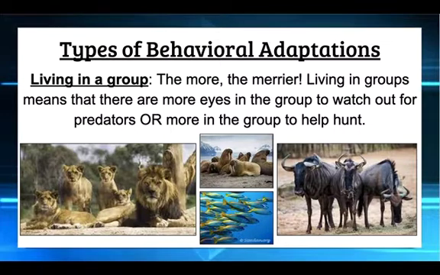Walruses and fish are also another type of organism that likes to live in groups. Mostly this is done for protection. When there are more of them, it's harder for a predator to specifically pick out one to hunt.